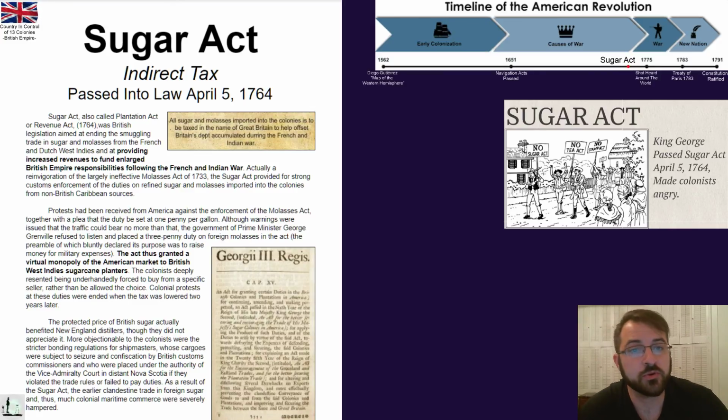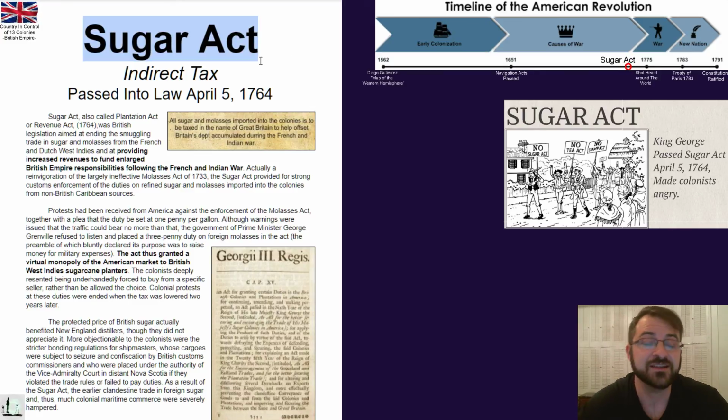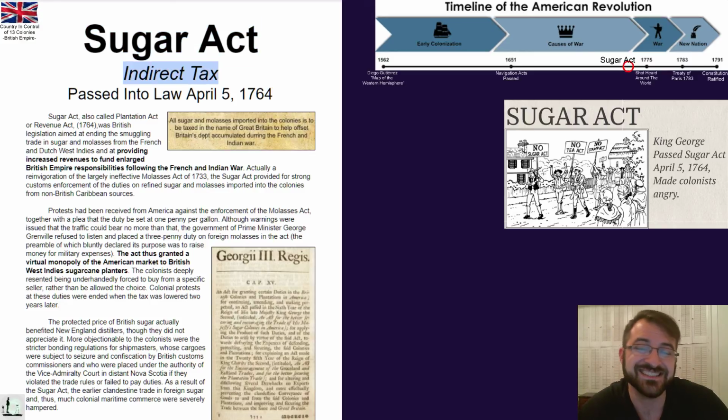Right, so we are now going to be reading about the Sugar Act. And the Sugar Act is an indirect tax. We're going to tax the merchants so that way they will pay the increased taxes. Now, by taxing the merchants, everyone else will have to pay increased prices because they're going to raise prices. It was a sneaky way of taxing everybody while only really taxing one group. And it was passed into law April 5th, 1764.